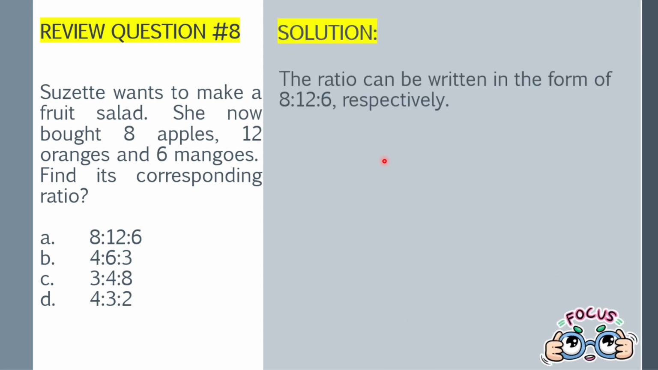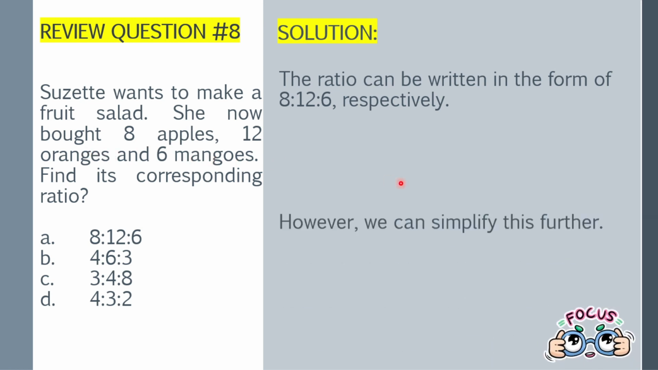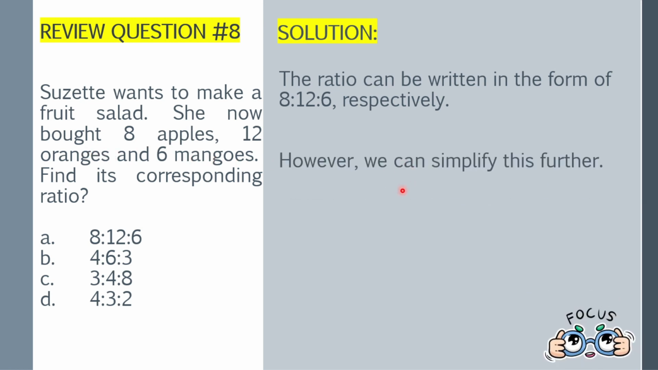So, solution. The ratio can be written in the form of 8 is to 12 is to 6 respectively, according to its position: apples, oranges, and mangoes. However, we can simplify this further, since there is a common factor between them. Every fraction can be simplified if there is a common factor. It's the same with ratio. If there is a common factor between the terms, we have to simplify it.